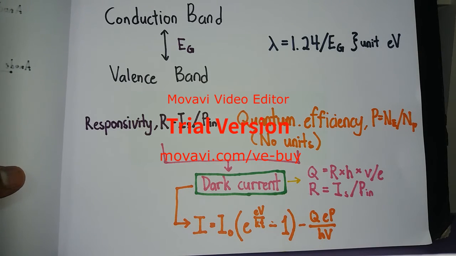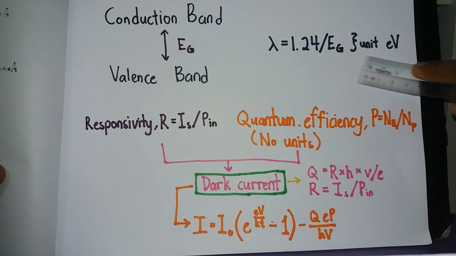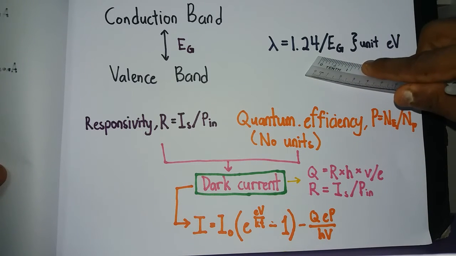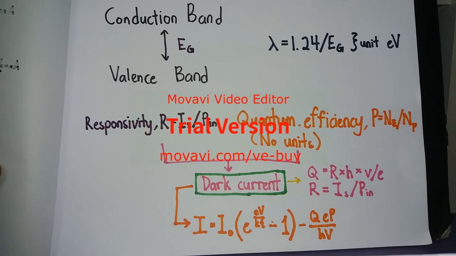Each forbidden gap requires a specific wavelength of light to be exceeded, which is given by this equation: lambda equals 1.24 divided by the energy of the forbidden gap.